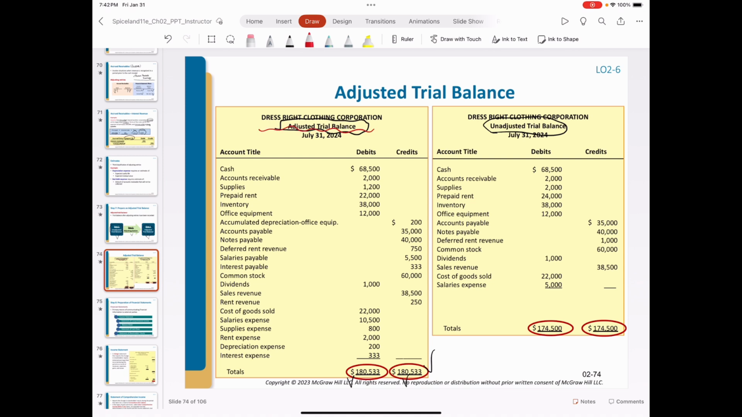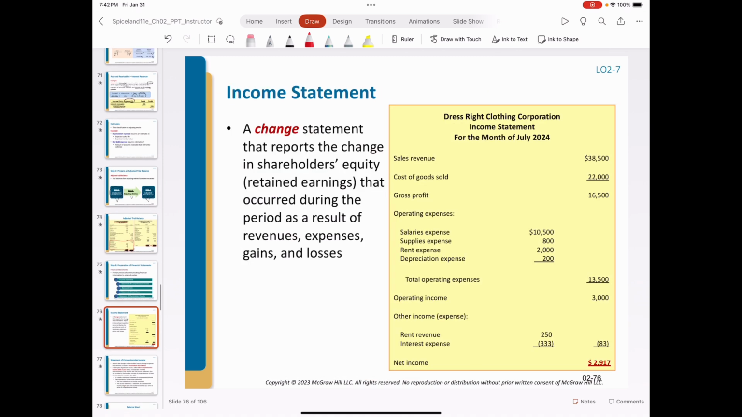In the adjusted trial balance, please pay attention to the part I circled. In the lower part of the adjusted trial balance, I only include revenues and expenses. So these are all the accounts that should be reported in the income statement. We basically reorganize the information in this block, and then we can prepare the income statement. The income statement is a statement of flow, while the balance sheet is a statement of stock.